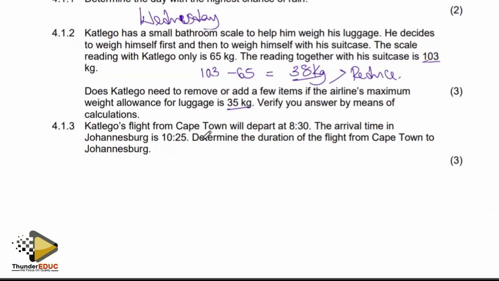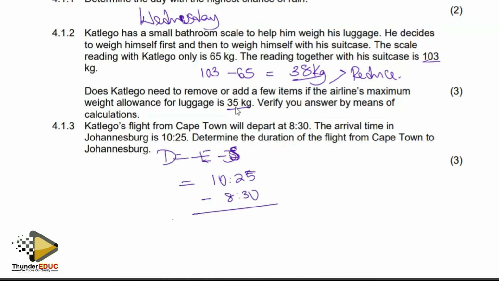Katlego's flight from Cape Town will depart at 8:30. The arrival time in Johannesburg will be 10:25. Determine the duration of the flight from Cape Town to Johannesburg. Remember, we said duration equals the end time, which is the arrival time, minus the departure time, which is the starting time. So here we shall say 10:25. I would advise you to always subtract vertically, because this will always make sense.